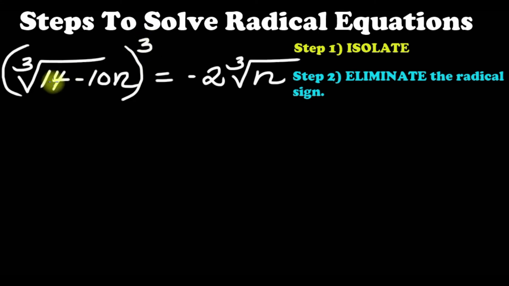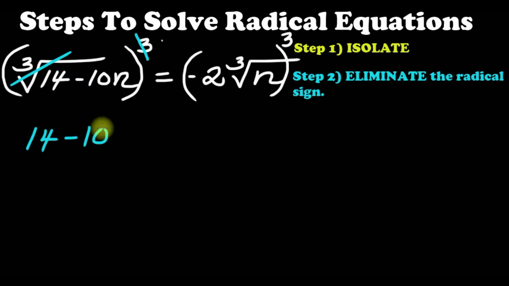And then if you cube the left-hand side, you would have to cube the right-hand side. So here the cube is going to eliminate the cube root. And then the cube here is going to eliminate this cube root. So this works perfect by cubing each side. So you're left with just 14 minus 10n.